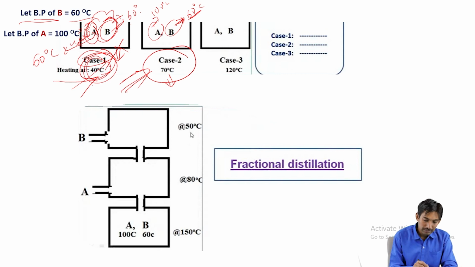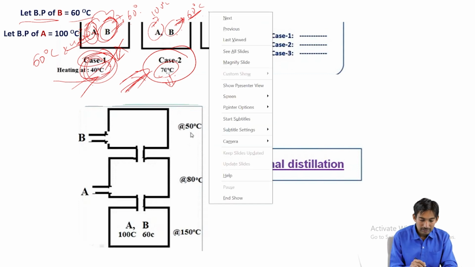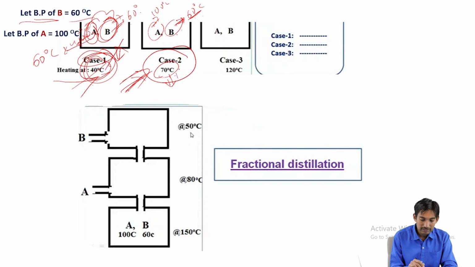But we are supplying a temperature of 70 degrees centigrade, more than that of B. The boiling point of B is 60 degrees centigrade. We are supplying 70 degrees centigrade heat, but A has a boiling point of 100 degrees centigrade. So in this, first we have taken liquid fractions A and B in liquid form, and we are supplying 70 degrees centigrade.